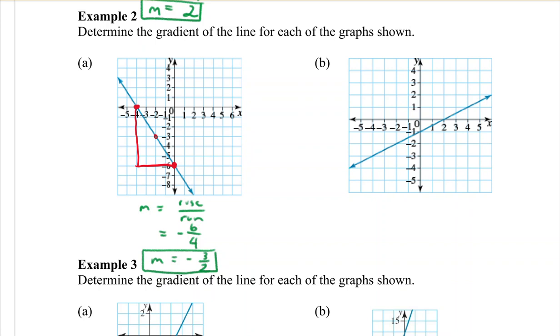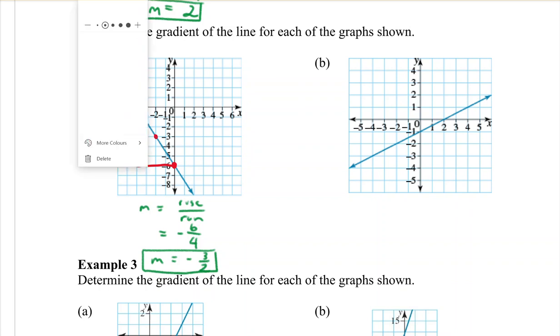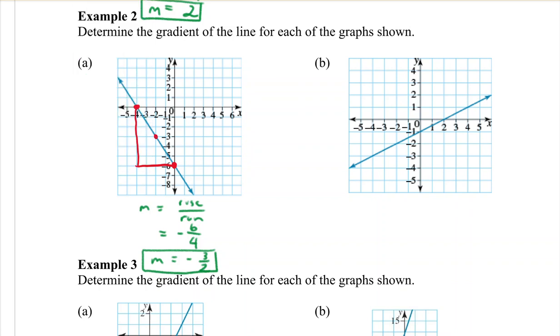Okay, B. Find 2 points that nicely go through the grid line. So the -1 goes nicely right there. And should we do the 2? We'll do that one again. Yep, good suggestion. So let's go vertically down and horizontally across.